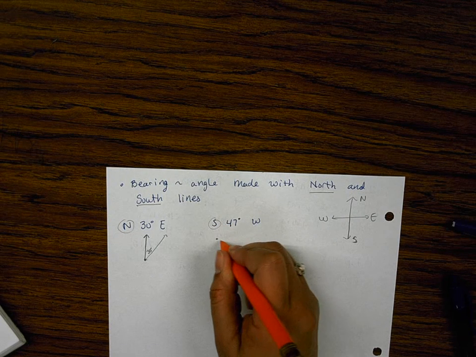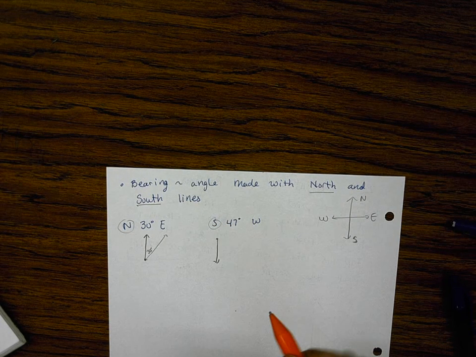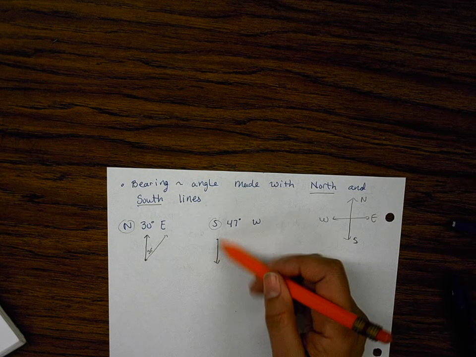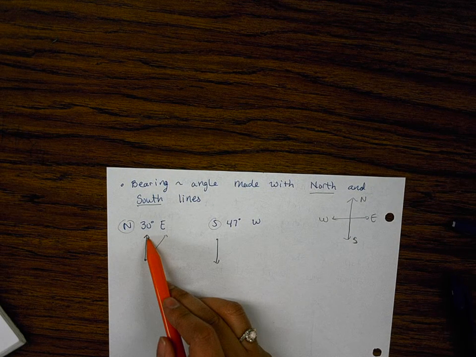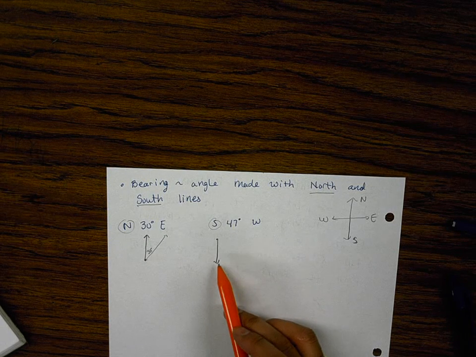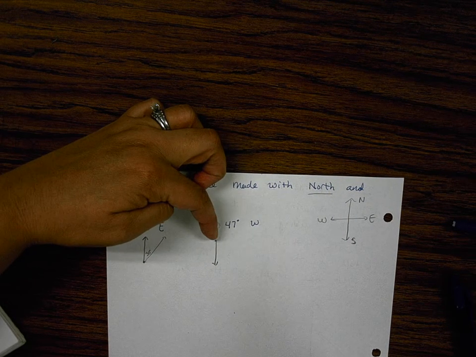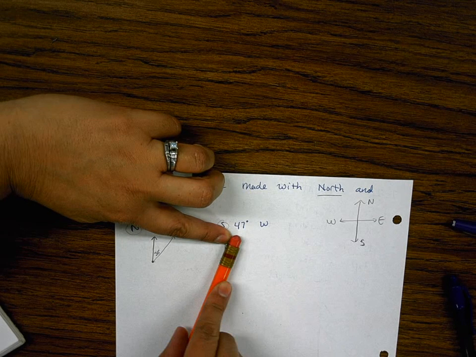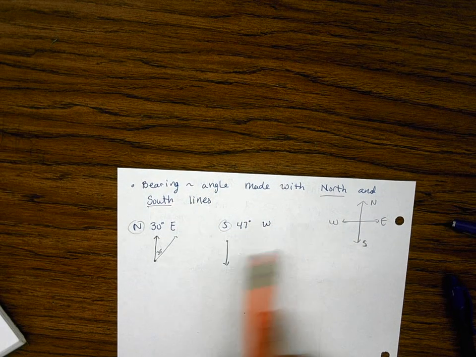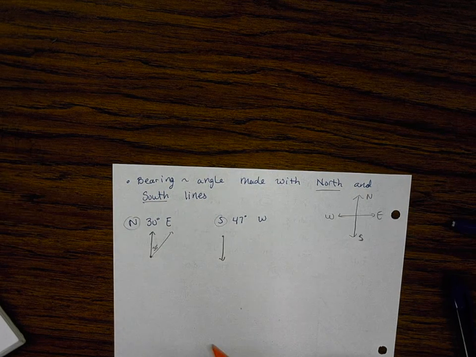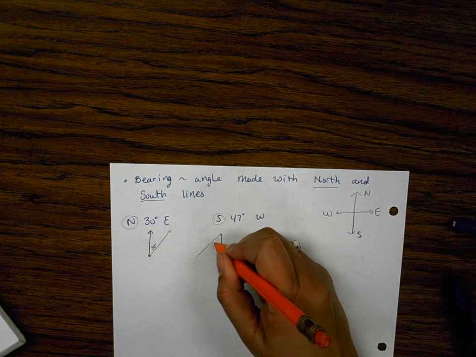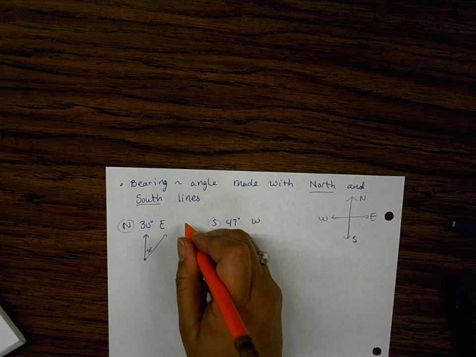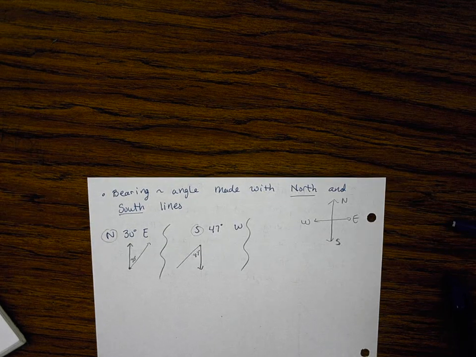Okay, so again, we always start with north or south. Draw your point. A south line would be pointing downwards. Your original line will always be vertical, but your arrow is either going up for north or down for south. Picture a little tack holding this, and you're going to swing your arrow right or left. West is to the left, so we're going to swing 47 degrees to the left. And again, you're just approximating.